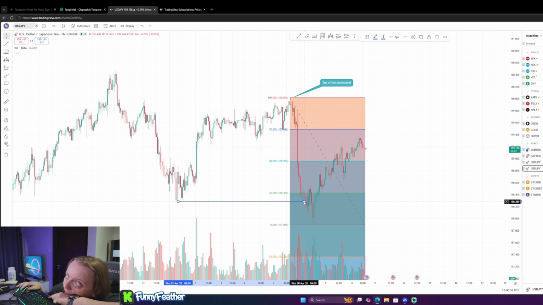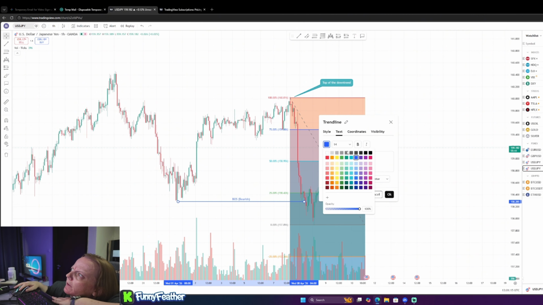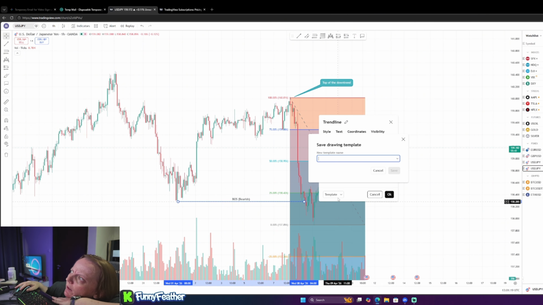Okay. Then also you can add text. BOS bearish. Black, we want it black. Okay, then you can save it as BOS bearish. You can make a little note for yourself.